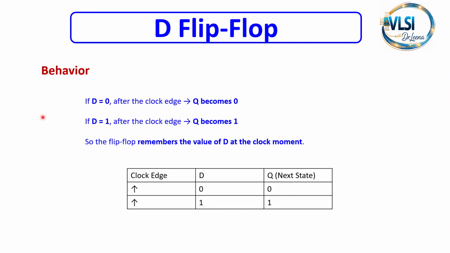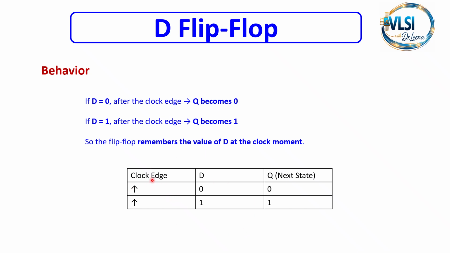And let's see the behavior. When D is equal to 0, after the clock edge, Q becomes 0. If D is equal to 1, after the clock edge, Q becomes 1. So the flip-flop remembers the value of D at the clock moment.